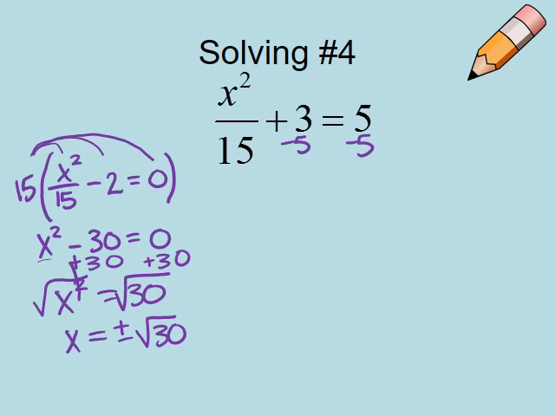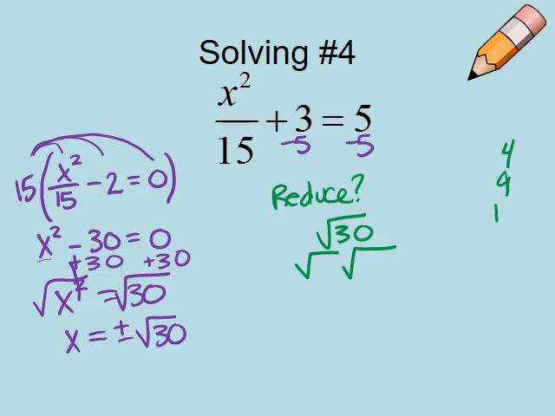Now 30 seems like a pretty nice number, so I'm going to check and see if I can reduce it. If I have square root of 30, I want to check and see if there's a good and a bad. Let's look through our list of perfect squares. So 4 does not divide into 30. 9 does not divide into 30 evenly. 16 does not, 25 does not, and then I'm beyond 30. So since none of these divide into 30 evenly, that means I do not need to reduce it. And therefore, my final answer is plus or minus the square root of 30.